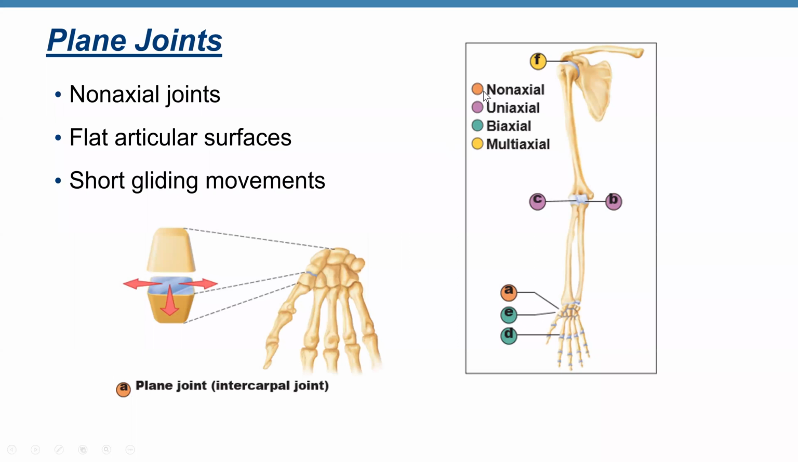So here's our plane joint, and this is our non-axial joint. We have flat articular surfaces, and it produces short gliding movement. And the example would be the intercarpal joint. Inter means between, and carpal, between carpal bones. So between your carpal bones, you have synovial joint, and you have just a slight movement along the surfaces of the bone, right? Plane joint, non-axial.